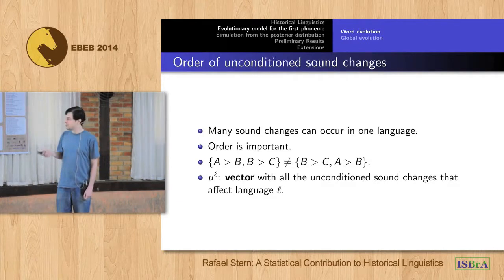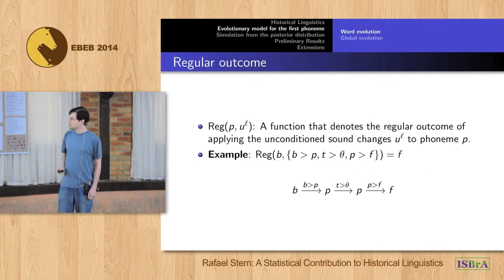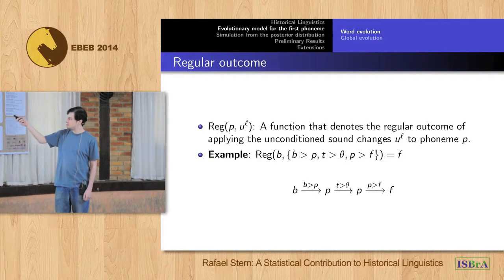So they are different, and since they are different, we have to take the order into account. We model all the sound changes that occur in a given language as a vector of unconditioned sound changes, and we denote it by U_L. Here is an example of what happens if you apply sound change U_L to the phoneme P. Here we are applying B becomes P, T becomes theta, and P becomes F to the phoneme B. We just go through the chain and find out that it becomes F.